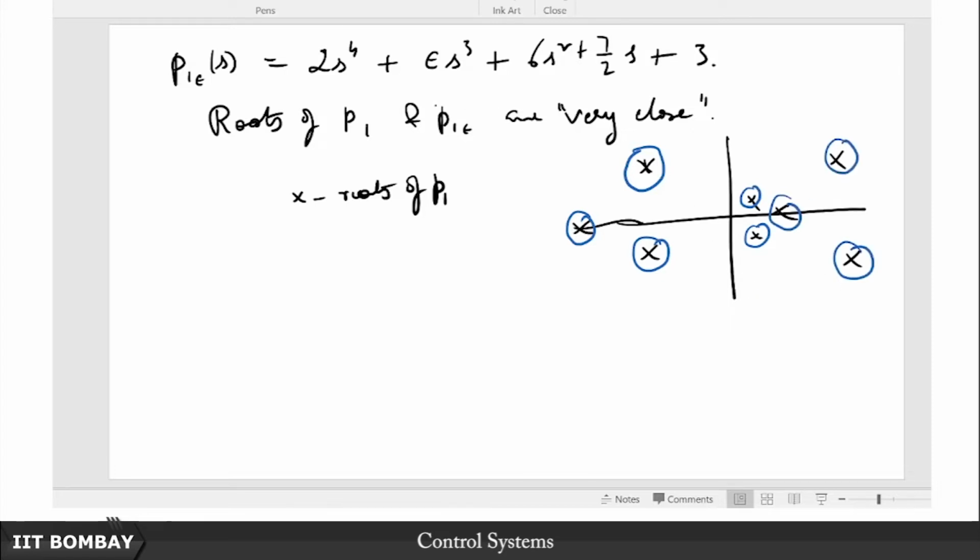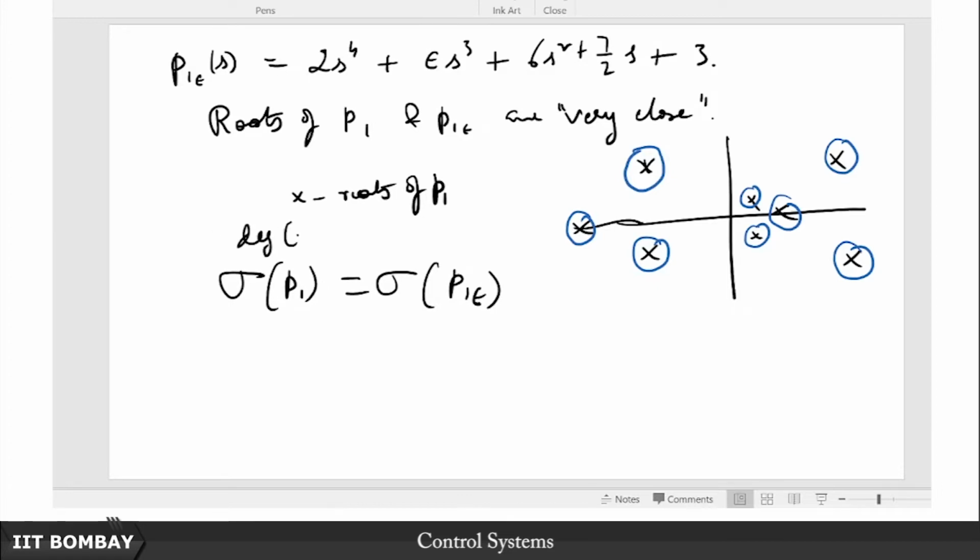So what I am then saying is that the roots of P1 epsilon, although I do not know where they are exactly, I know that they will be in and around some small neighborhood of these roots of P1. So the overall distribution, which is what the Routh array tells me, insofar as the distribution is concerned, the distribution of roots of P1, or in other words the signature of P1, is equal to the signature of P1 epsilon. Of course the degree is the same because that is how I have cooked it up.